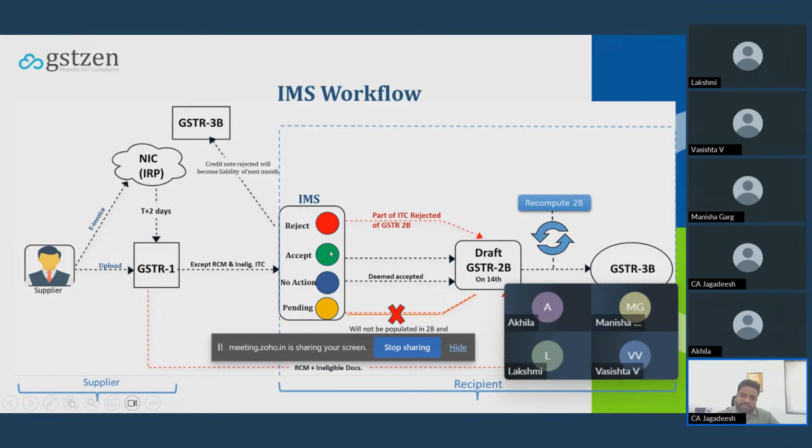So if we have not taken any action, it is deemed that you have accepted all the invoices. Okay, now we'll see how the IMS behaves for each option. If you reject any of the invoices in your IMS, it will not travel to your 2B. It will be rejected, and it also moves out of the IMS.